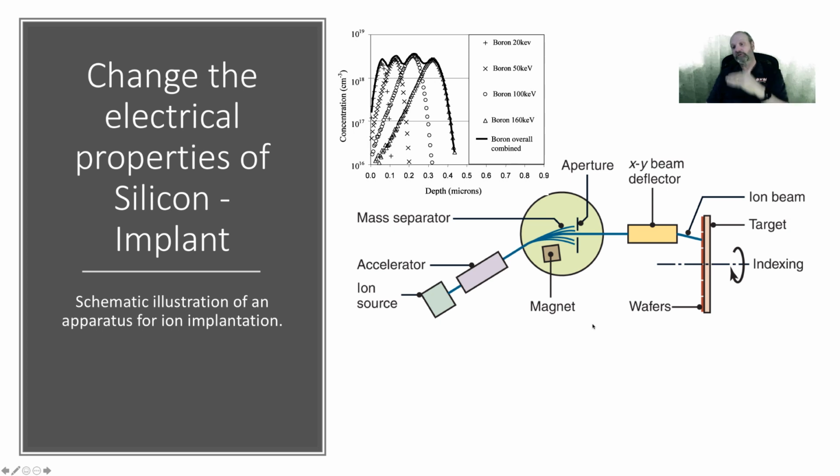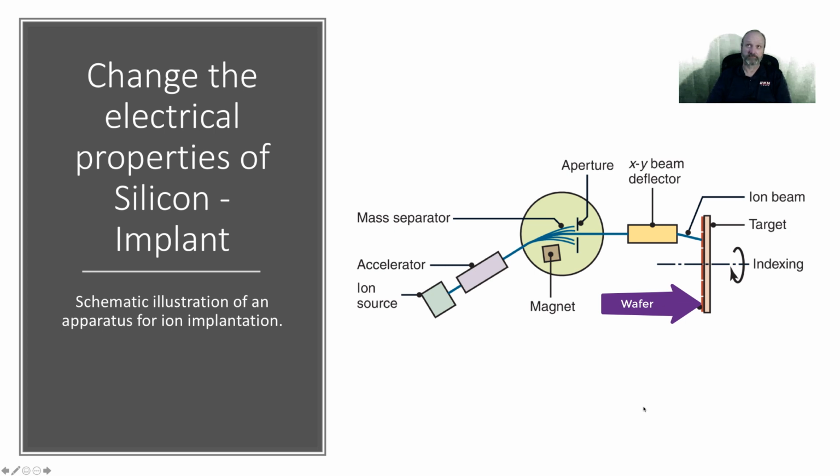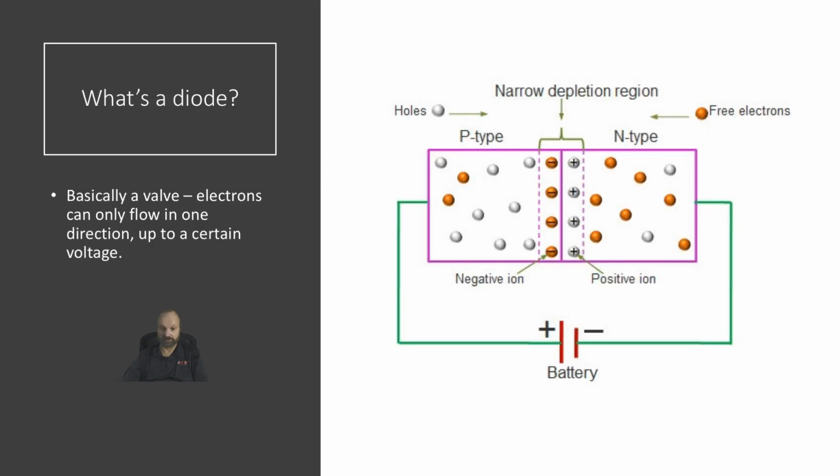Then that beam goes to an XY deflector. Again, you can change the course of that ion beam by changing the electric field, and you can actually paint the wafer in X and Y with an ion beam. So that's what this is showing. So you can dope your wafer to a specific depth and a specific doping level. Okay, so the more dopant you put in, the less resistive the material is and the more conductive it becomes.